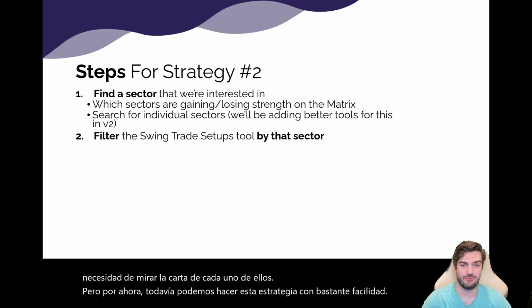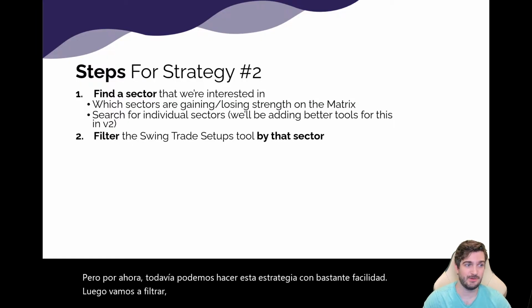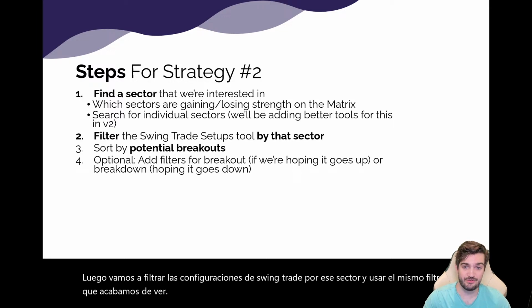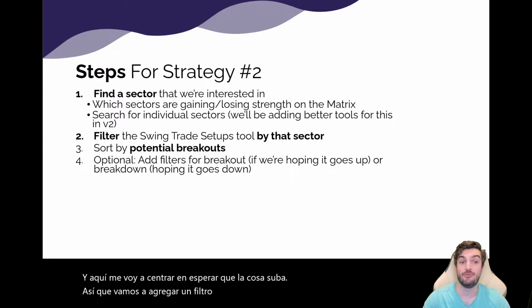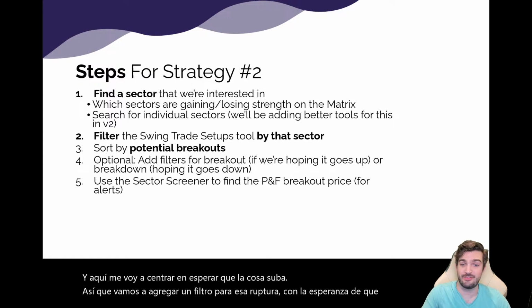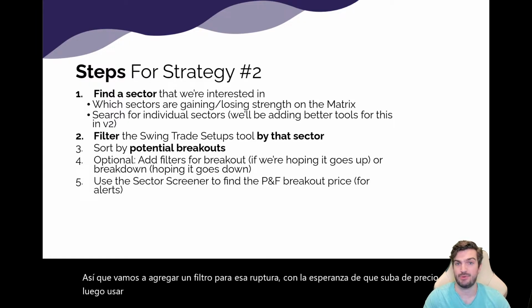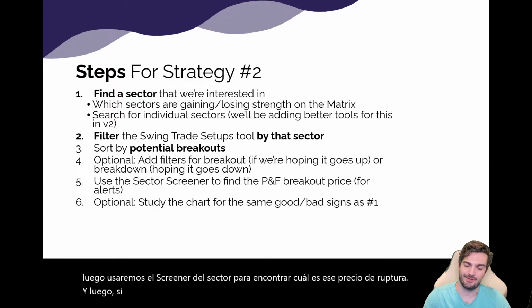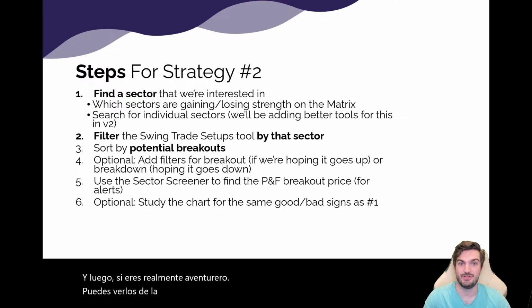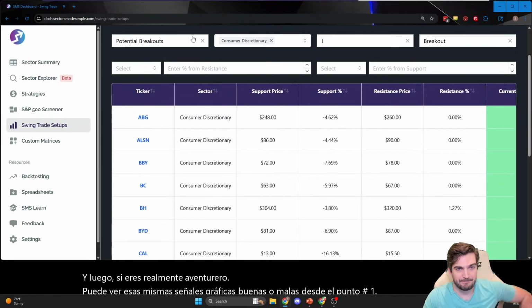We're then going to filter swing trade setups by that sector and use the same filter we just looked at: potential breakouts. And here, I'm going to focus on hoping that the thing goes up. So we're going to add a filter for that breakout, hoping that it goes up in price, and then use the sector screener to find what that breakout price is. And then if you're really adventurous, you can look at those same good or bad chart signals from point number 1. Let's do it together.